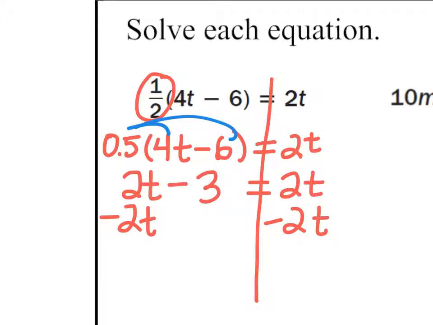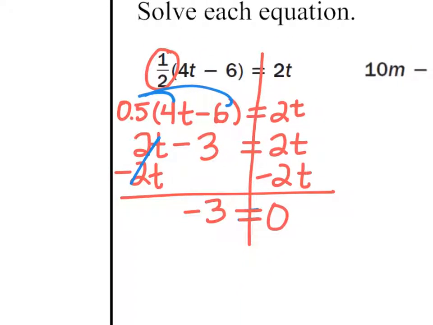Now 2t minus 2t on the left cancels out. Let's draw a new line, because we just did a step. On the right-hand side, 2t minus 2t is 0. Instead of just canceling out, I have to put something there, so I have to put 0. Now I bring down the negative 3, because that's what's left.